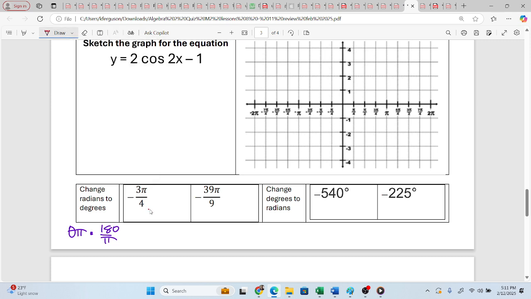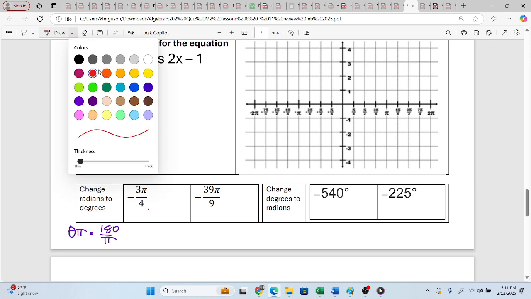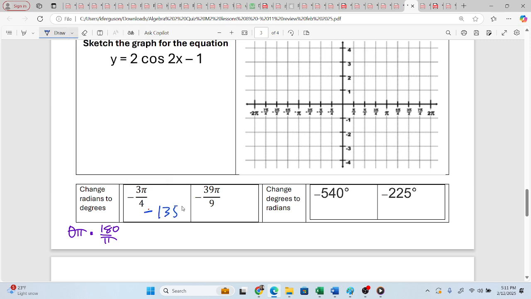I think we use blue for that. So that's negative 135. Now negative 39 pi over 9, that's bigger than 360 degrees. So that's not going to fit on our chart. So we need to do it the old-fashioned way.